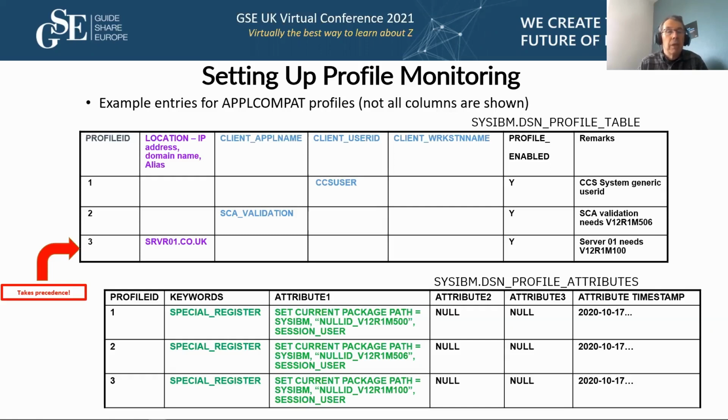So anybody coming in from that server 01, the application server 01, is going to pick up a package set called NULLID v12r1 m100. So no matter if you match on client application name or client user ID, that server 01 is going to take precedence. So you have to be very careful when you set these up.